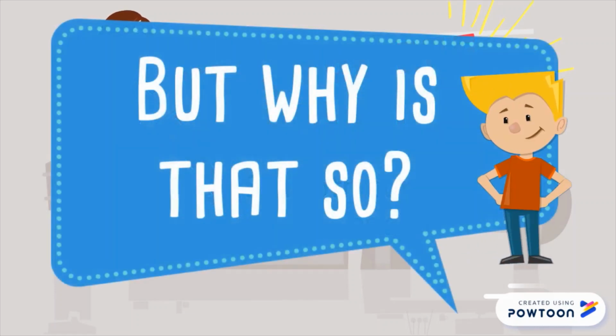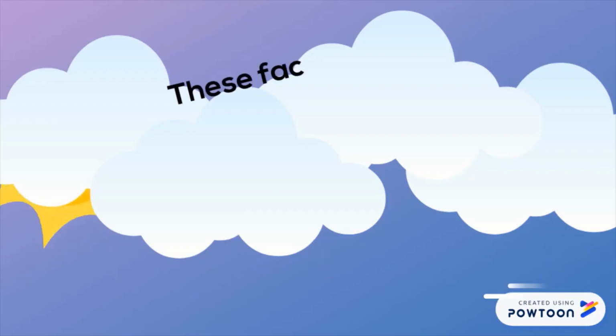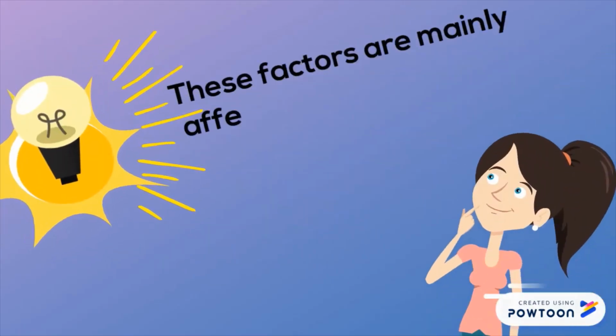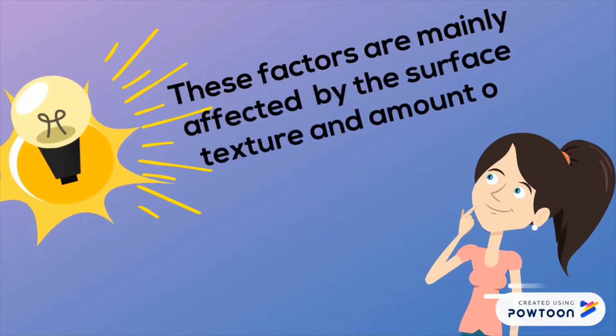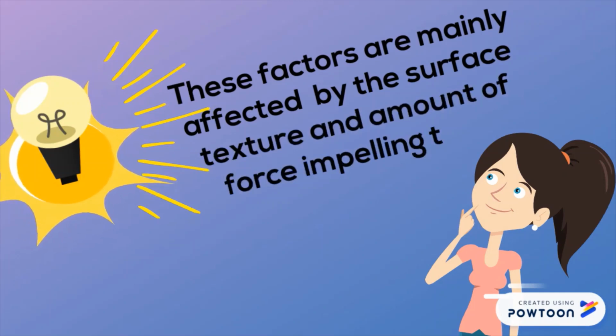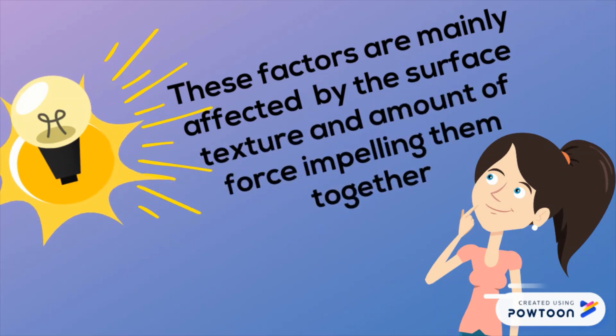But why is that so? Because these factors are mainly affected by the surface texture and the amount of force impelling them together. Smooth surface, as we saw earlier, has less friction, causing the car to move faster compared to a rough surface.